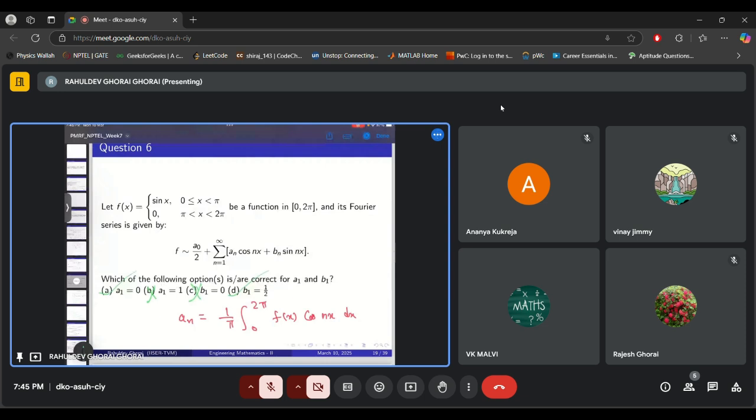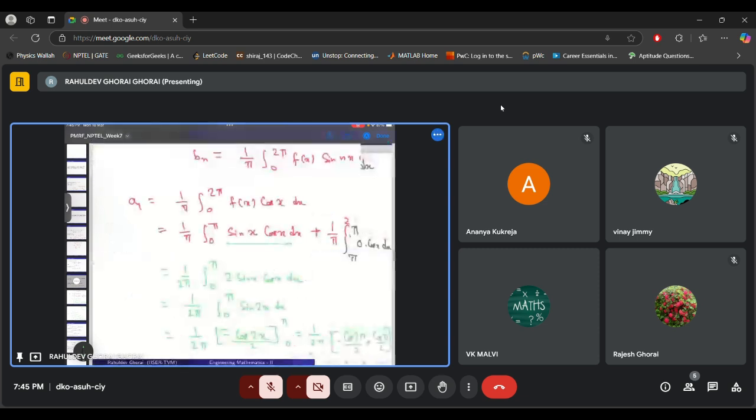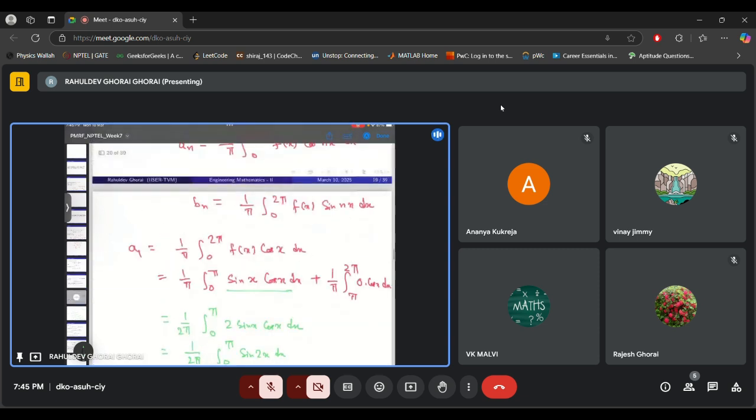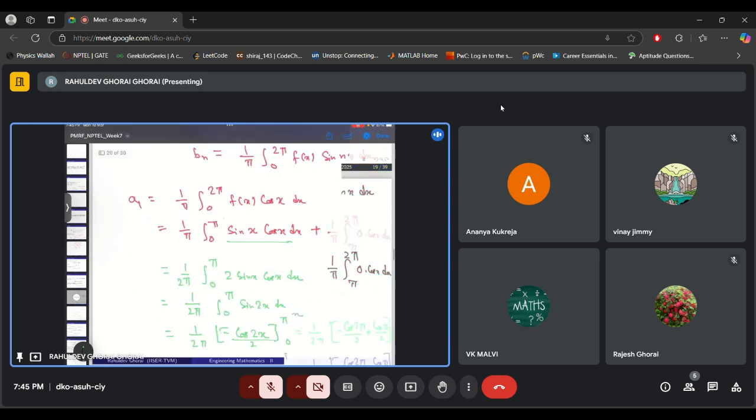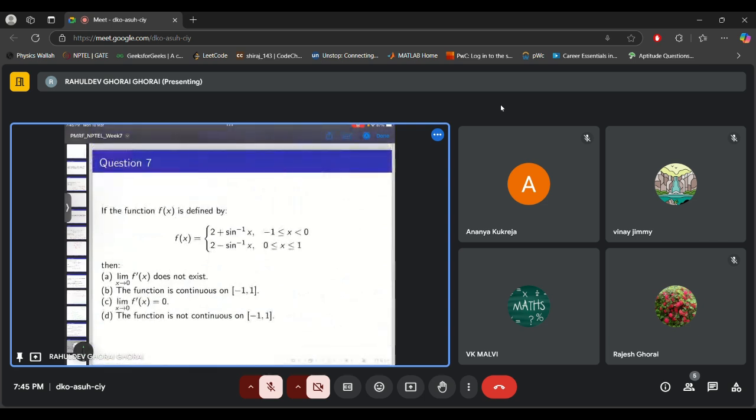So options a and d are correct, b and c are not correct. Okay, so this is how you have to evaluate. This is very easy. Once you remember the formula, you can evaluate very quickly. Let's do this one now.